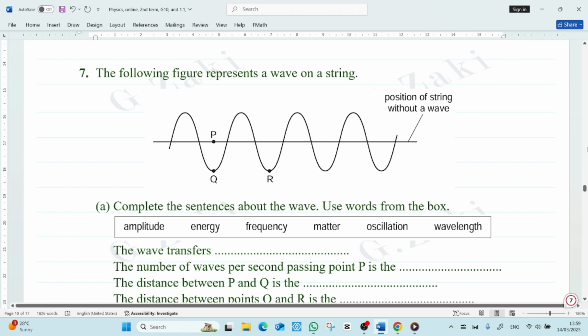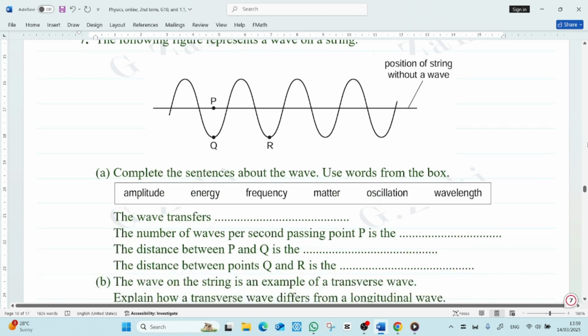The following figure represents a wave on a string. Complete the sentences about the wave. Use words from the box. Now we have those words. The wave transfers what? Of course, transfer energy.